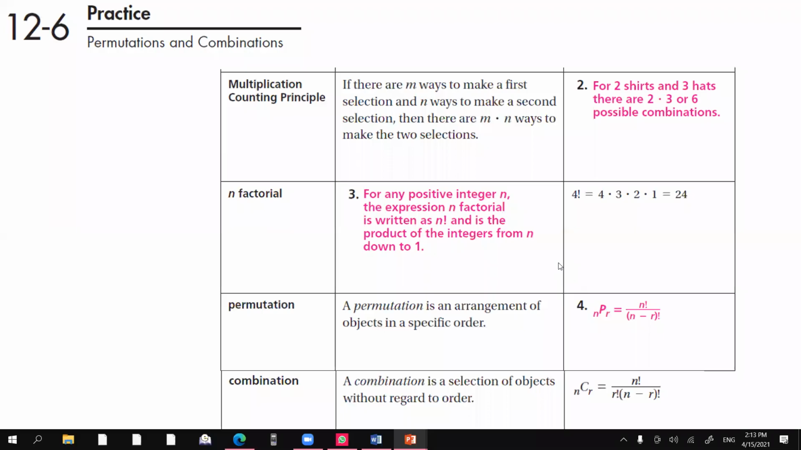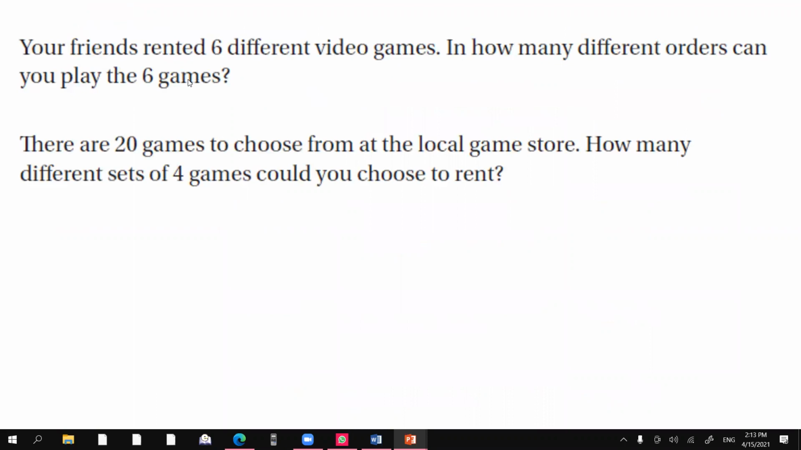So let's start our second revision here in lesson 6, which was talking about permutation and combination. We said, what's the difference between the multiplication counting principle and the other type of selection? Now, your friends rented 6 different video games. In how many different orders can you play the 6 games? Here, what did you want to find?